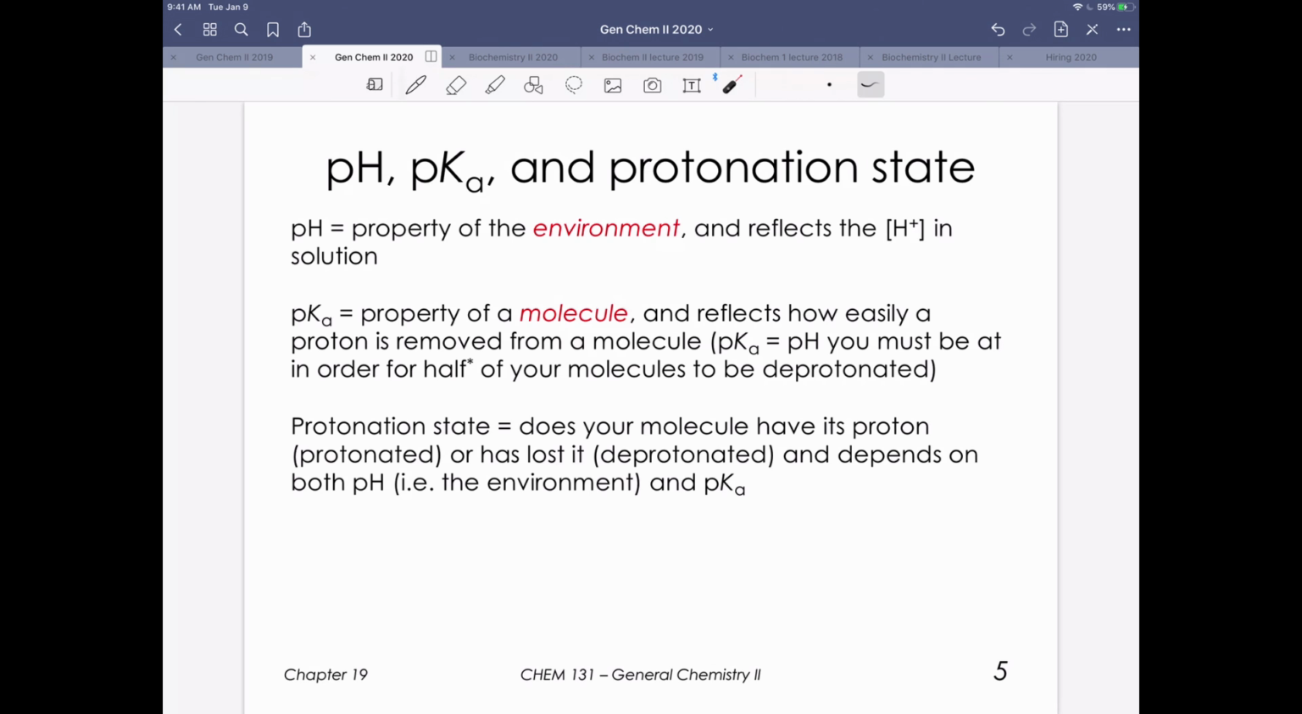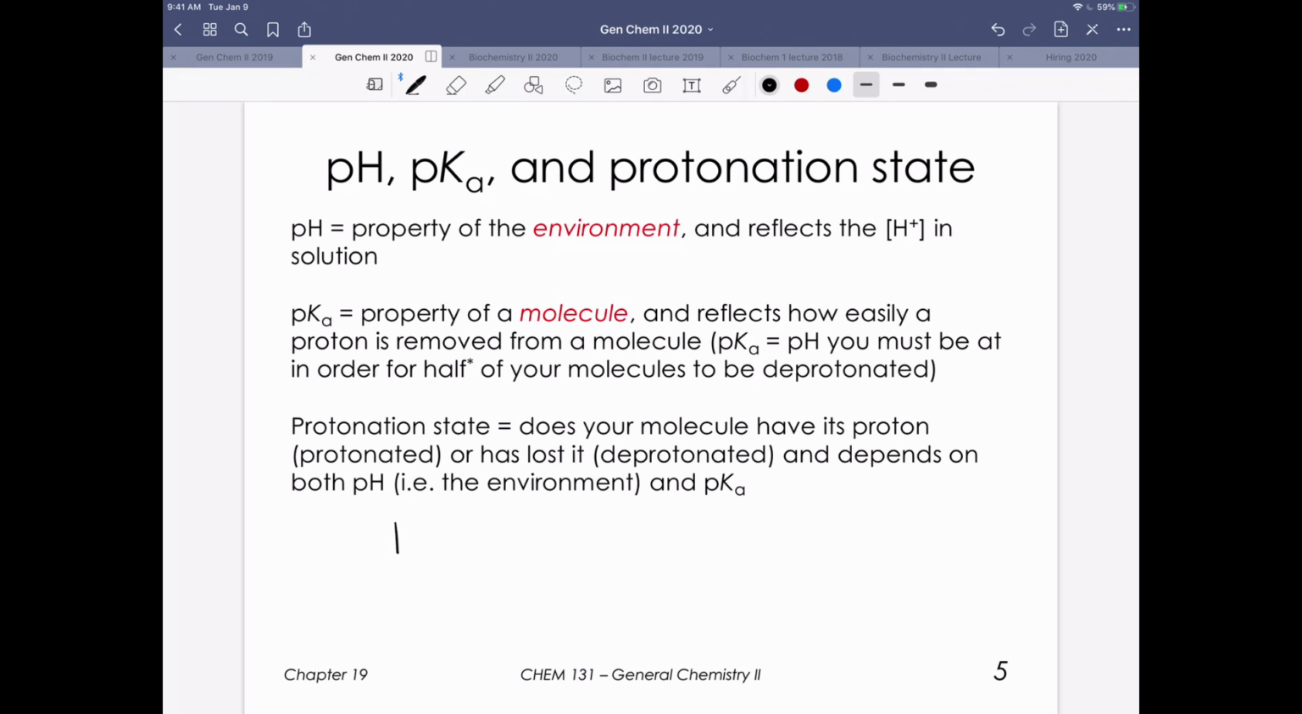So again, if you need to rewind and replay this segment a couple of times to get this into your brain, please do so. But we can think again about the relationship of pH and pKa to determine protonation state. So protonation state really refers to, does your molecule have its proton, and we'd say it's protonated, or has it lost its proton and it's deprotonated? And you need to know information about both the environment and the propensity of this molecule to hold onto its proton in order to answer that question.